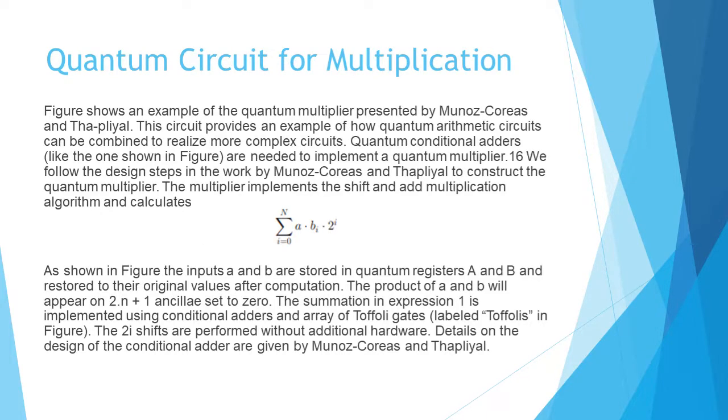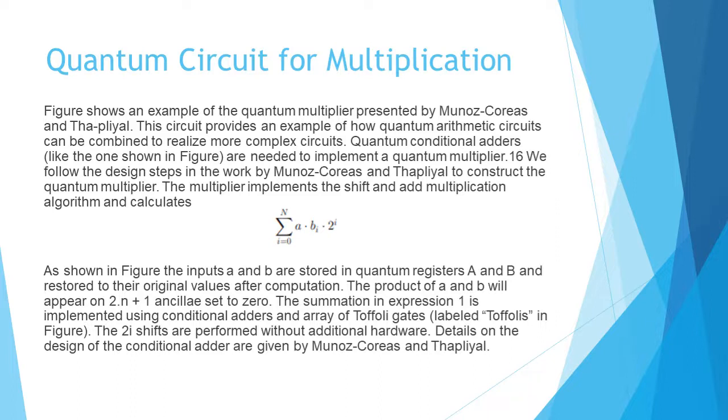Quantum circuit for multiplication. Here we can see the quantum circuit for multiplication. It is presented by Munoz-Coreas and Thapliyal, and the circuit provides an example of how quantum arithmetic circuits can be combined to realize more complex circuits. Quantum conditional adders are needed to implement a quantum multiplier. We follow the design steps in the work by Munoz-Coreas and Thapliyal to construct the quantum multiplier. The multiplier implements the shift and add multiplication algorithm and calculates the given formula.